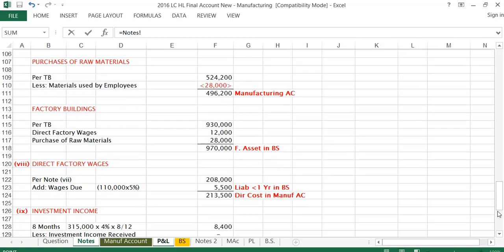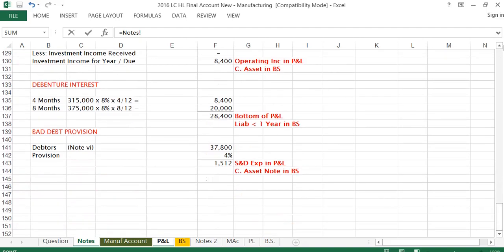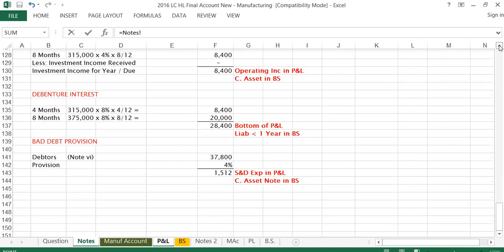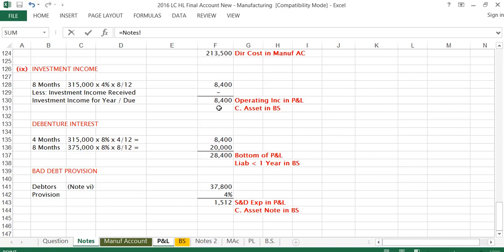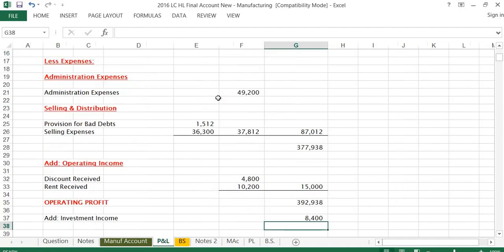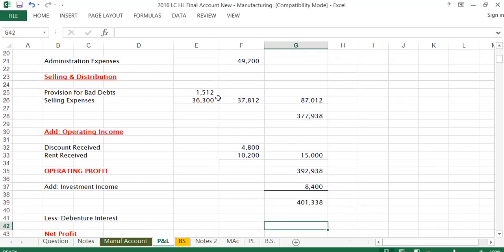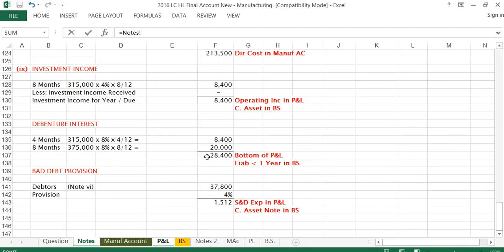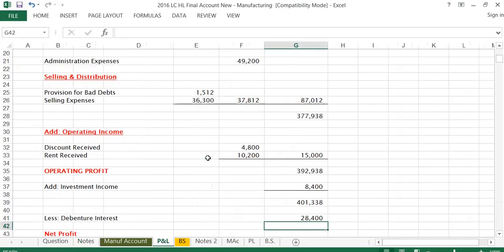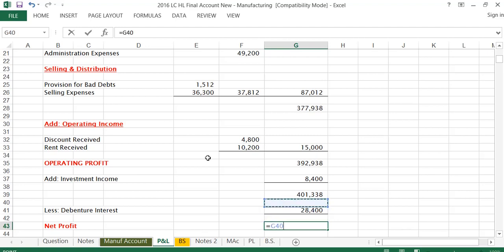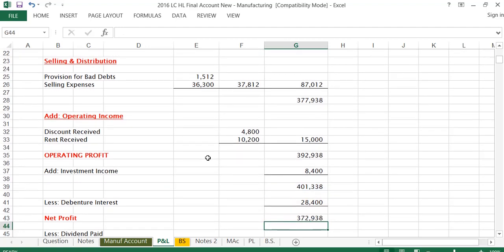I have to add my investment income, which I worked out in note 9. So if I go down to note 9, I can see my investment income for the year was 8,400. So I'm going to add on the 8,400, which gives me 401,338, and I'm going to take away my debenture interest, which again came from note 9, the 8,400, leaving me with a net profit of 372,938.